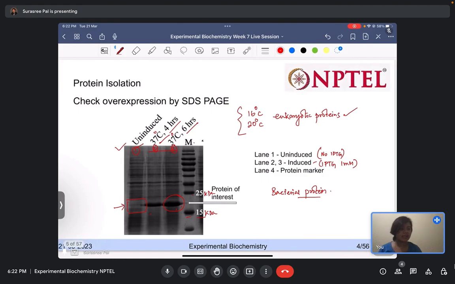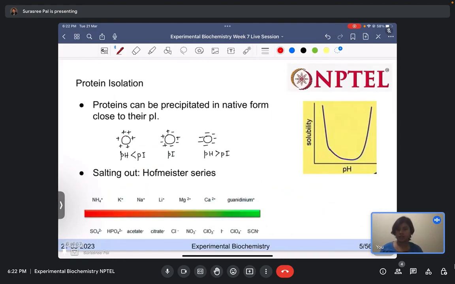Now the next step involves the isolation of the protein, and how we can isolate the protein. For protein isolation, one important component of the process is the buffer. And what are the components of this buffer? Now, the pH of the buffer is a big factor, of course.